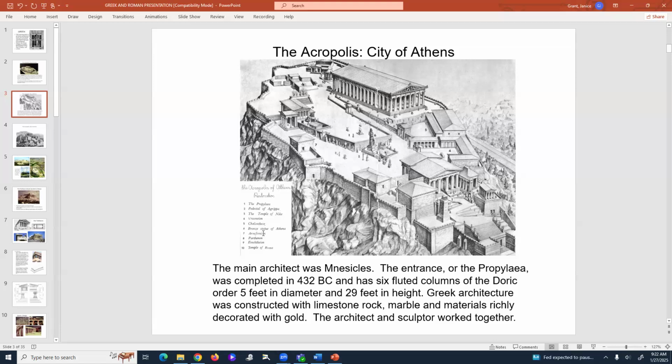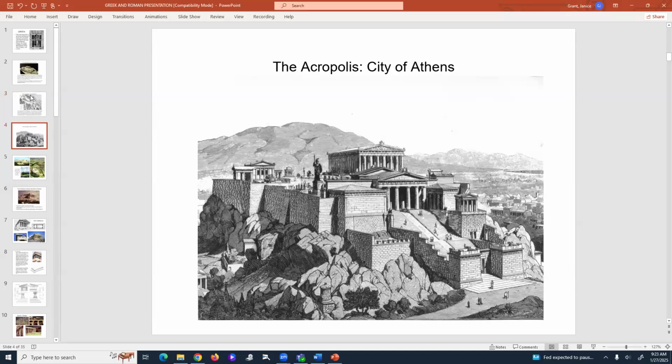And 29 feet high. That's grand. Like you go up there, wow. Right, that's like a main city type of entrance. So most of the Greek architecture was constructed of limestone, rock, marble, and materials rich and decorated in gold. We don't see that right now as it stands, but we have a lot of pictures and paintings that showed it. And so architects, besides being builders, were scholars and sculptors. A lot of things went with that position.